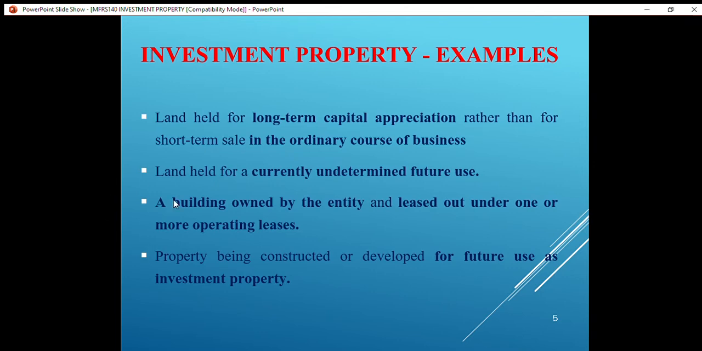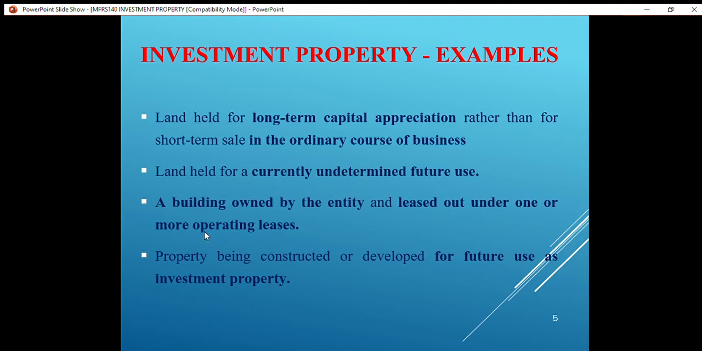The second one is land held for a currently undetermined future use. The land that is held by an entity with uncertain future use can also be classified as an IP. So if the land is held by a company or an entity with uncertain future use, it can be classified as an IP as well.